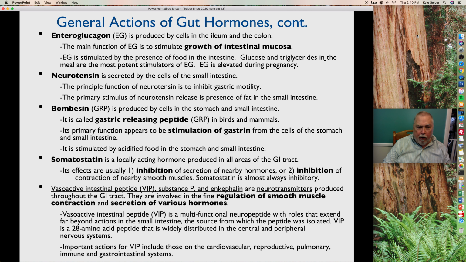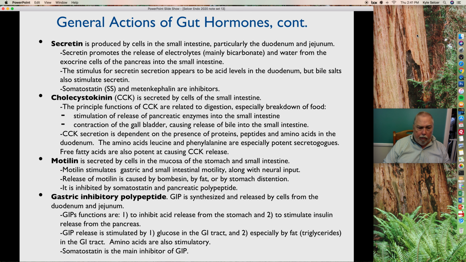Somatostatin is produced in all areas of the GI tract. Its effects are inhibition of secretion of nearby hormones, paracrines and autocrines, and inhibition of contraction of nearby smooth muscles. Somatostatin is just inhibitory across the board. And then VIP, vasoactive intestinal peptide, substance P, and enkephalin are neurotransmitters that are produced throughout the GI tract by the nervous system, and they're involved in regulation of smooth muscle contraction and secretion of certain hormones.